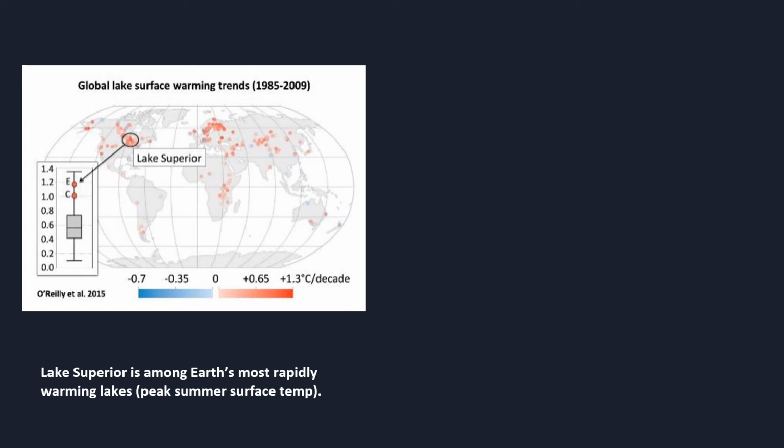While land use hasn't changed much, the temperature in the lake is changing. Anybody who has swam in Lake Superior knows that the lake is certainly cold. However, the rate at which it's warming is very rapid. They found in the O'Reilly et al. 2015 paper, the graphic shown here, that Lake Superior is one of the most rapidly warming lakes in the world by peak summer surface temperature.